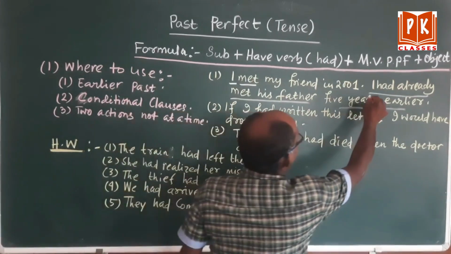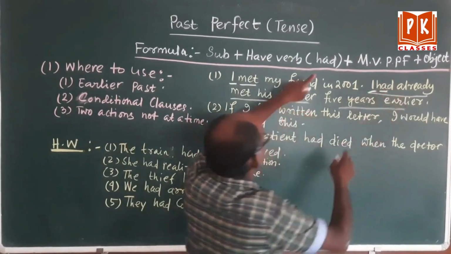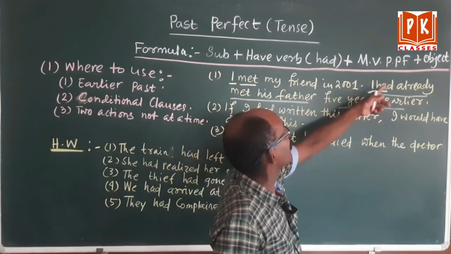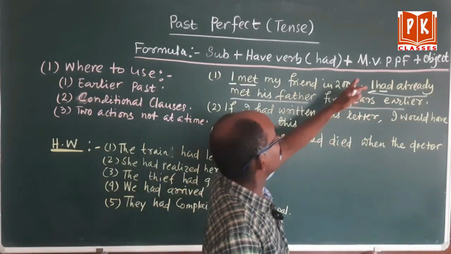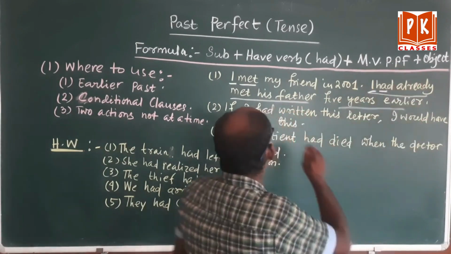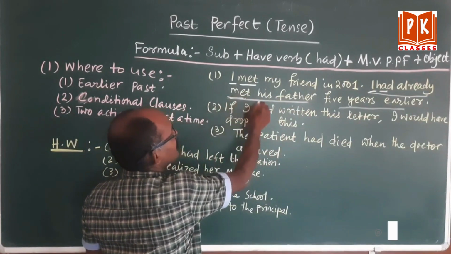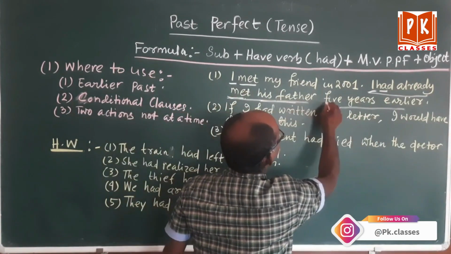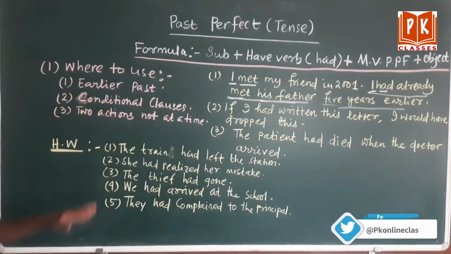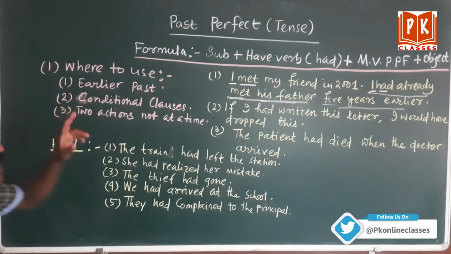So, subject plus had. I have already told you the formula: subject, have verb had, only one verb is there, had. Then main verb third form, past participle form, that is meet, met. Then object or complement, my father, object or complement, whatever it may be. Clear?